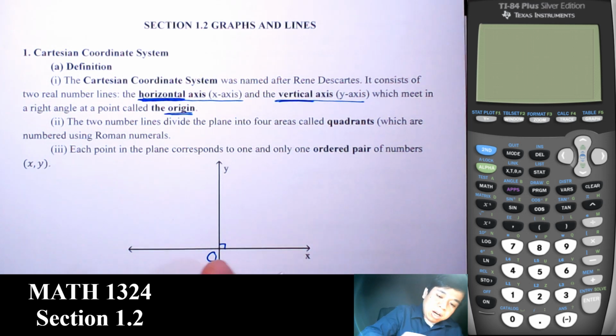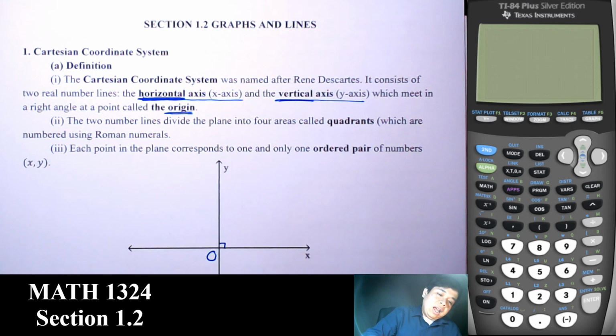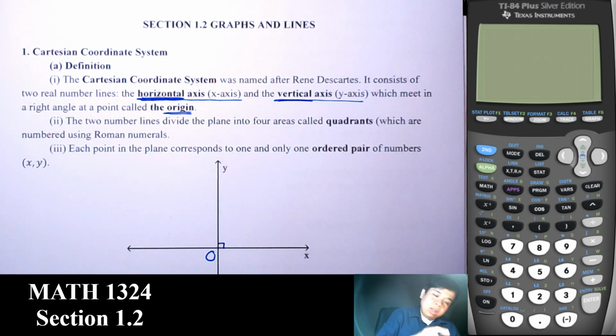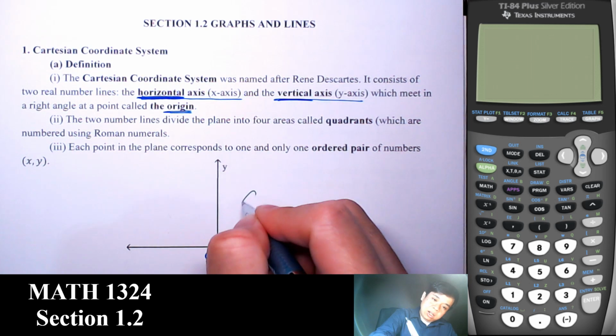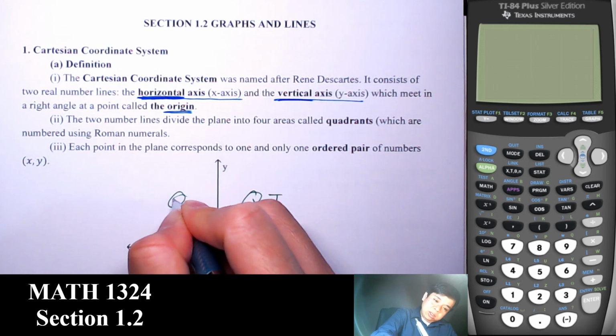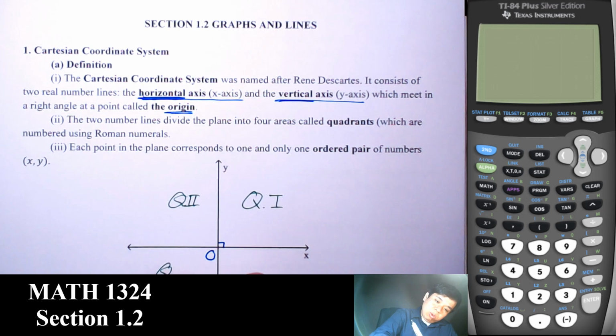The two number lines divide the plane. So here's a number line, with 0 in the middle, positive on this side, negative on that side, and positive up and negative down. With that, we divide the plane into 4 quadrants. This is called quadrant 1, 2, 3, and quadrant 4.